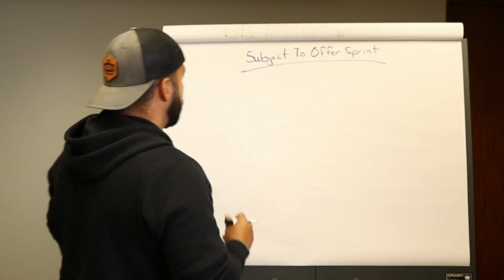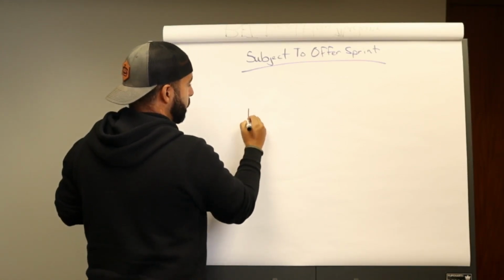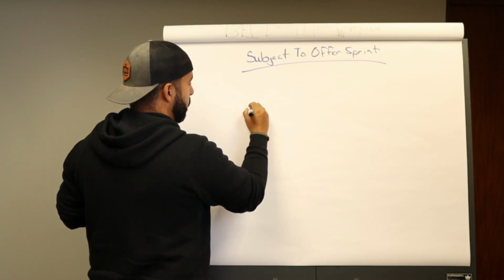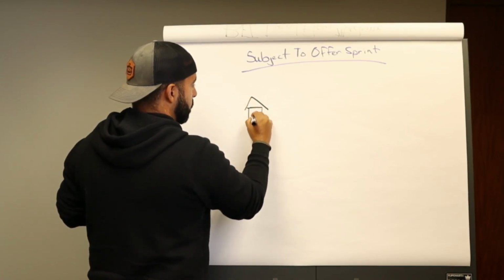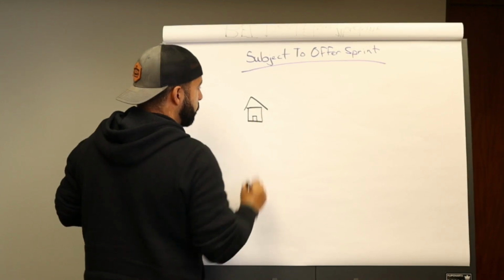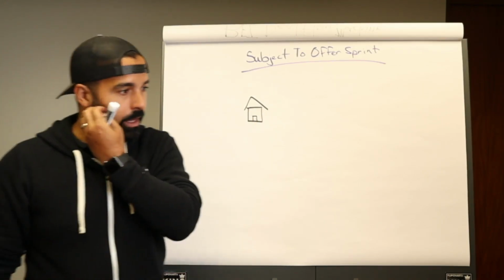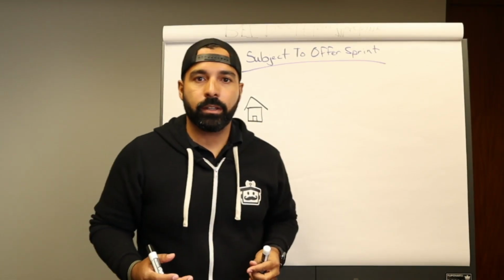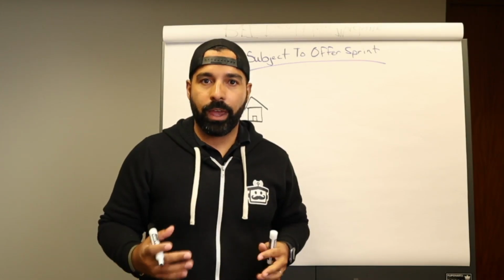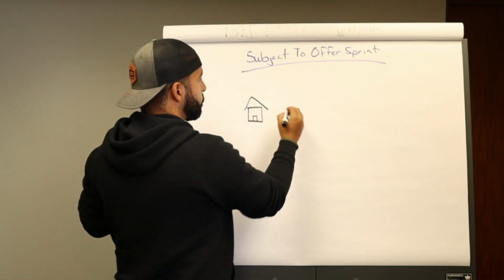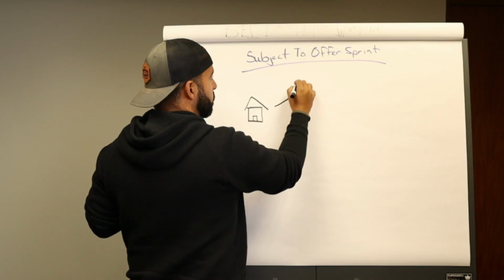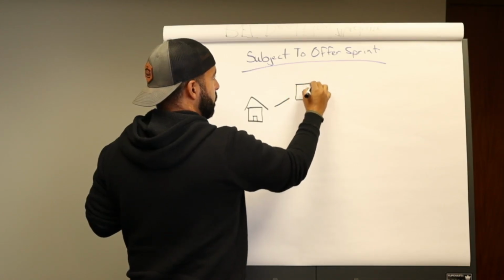Okay, so let's say that you have a house. There's a house here. That's a house. And the way that we get ownership of that house is what they call a deed. A deed. I'm just writing that down here.